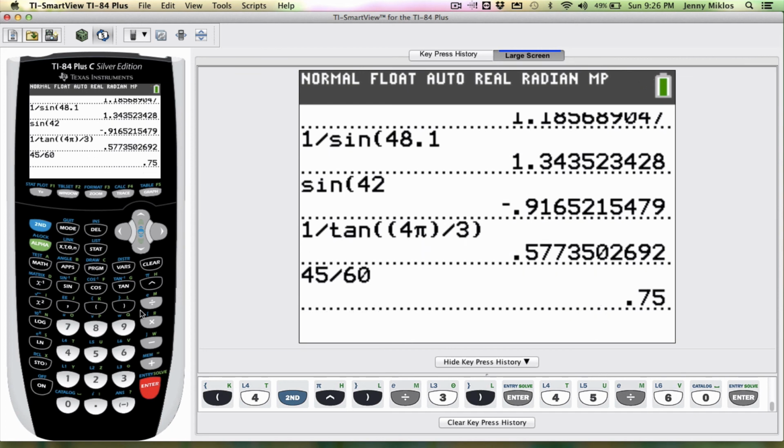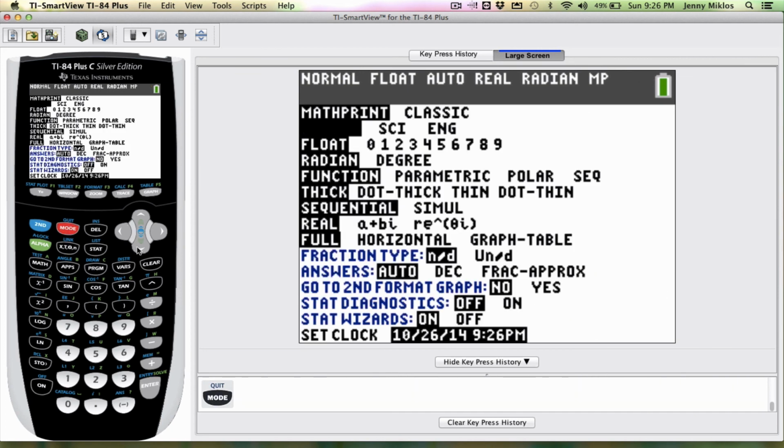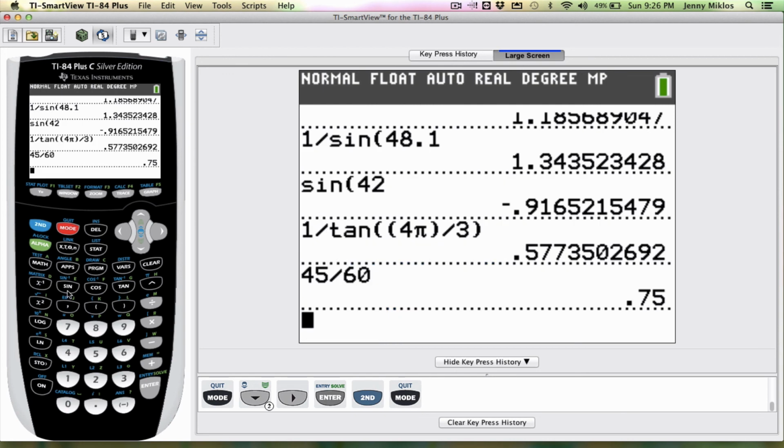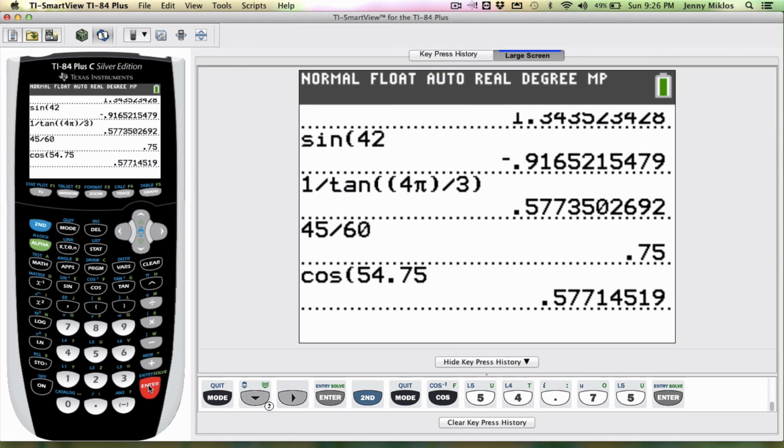It tells me that it's 0.75, so first of all, I need to change my mode back to degrees. Okay, so I'm going to do cosine of 54.75. So that 45 minutes became 0.75, and it gives me 0.5771.